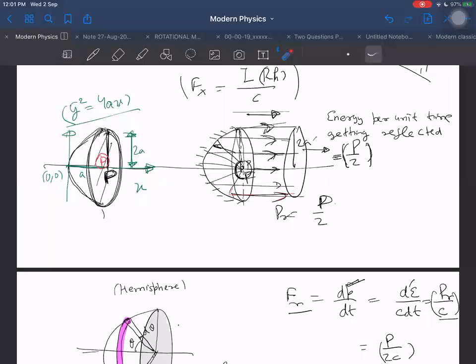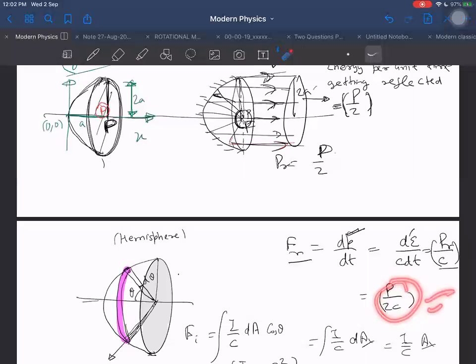But did you understand this part, that the reflected rays are giving us this force? Due to the reflected half of the rays, the power is P by 2, and the force is P by 2c. You got this or not? Yes, sir, due to the reflected ray. What is the force due to the incident ray?